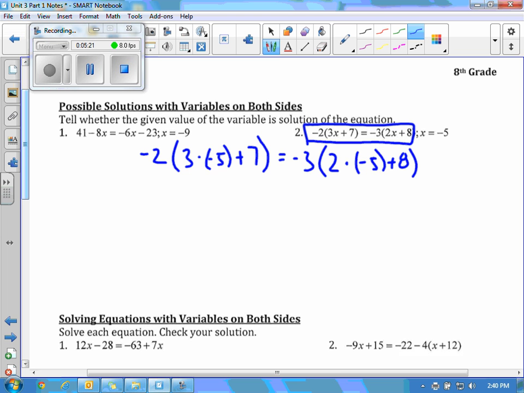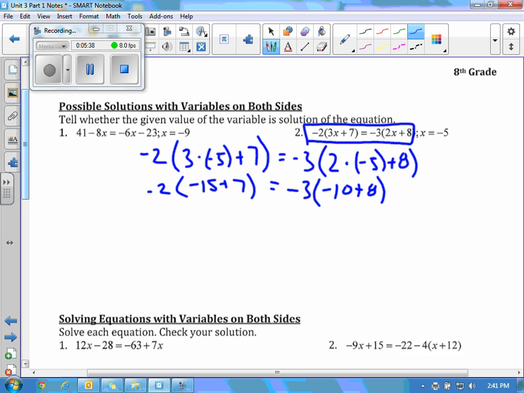So on the left side, I go to the parentheses. Within the parentheses, I need to multiply first. So 3 times -5 is -15, plus 7. On the right side, I go to the parentheses. Inside the parentheses, I multiply first. 2 times -5 is -10.